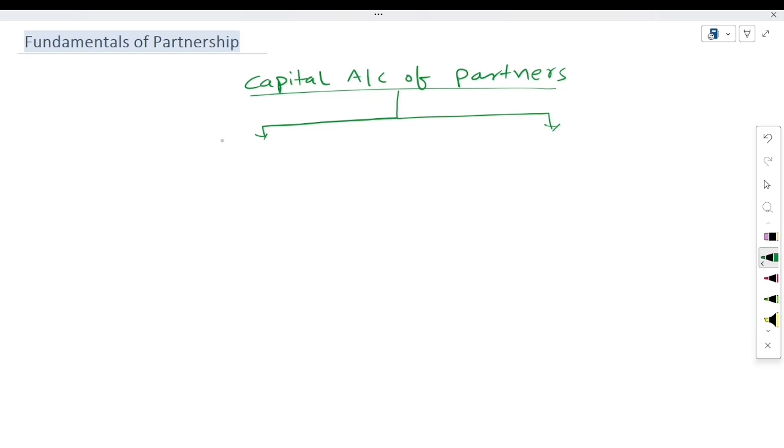First one is fixed capital method. And second one is fluctuating capital method.